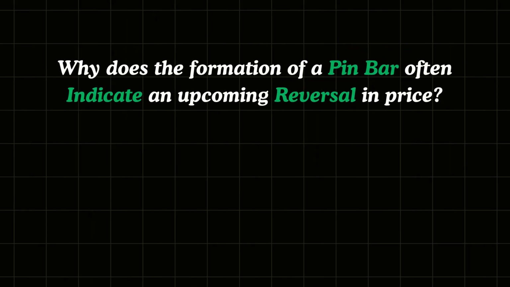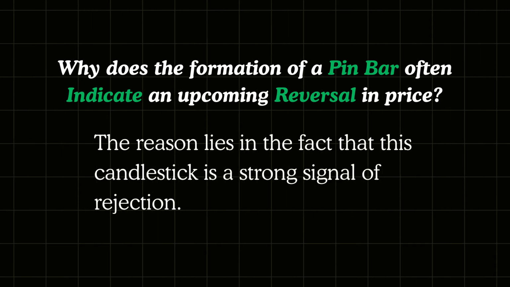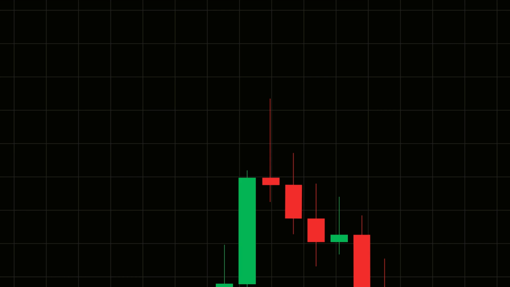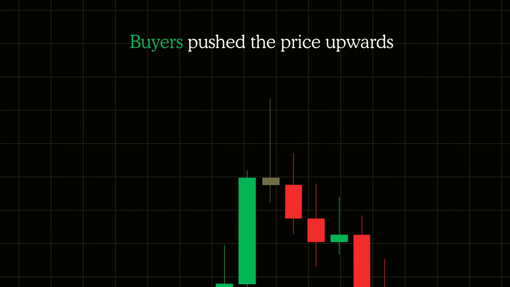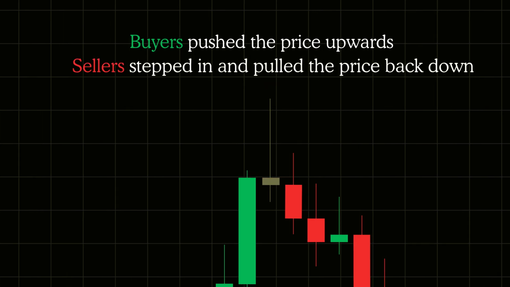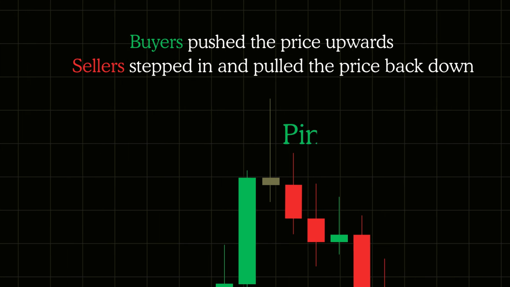Now, you may be wondering, why does the formation of a pin bar often indicate an upcoming reversal in price? The reason lies in the fact that this candlestick is a strong signal of rejection. Let me give you a visual example to explain it further. In this example, we observed a strong upward push as buyers drove the price all the way to the peak of the candle. However, before the candle could close, sellers stepped in and pulled the price back down, effectively rejecting that earlier bullish momentum. As a result, the candle ended up with a small real body and a long wick pointing upward, which, as we've discussed, is identified as a pin bar.